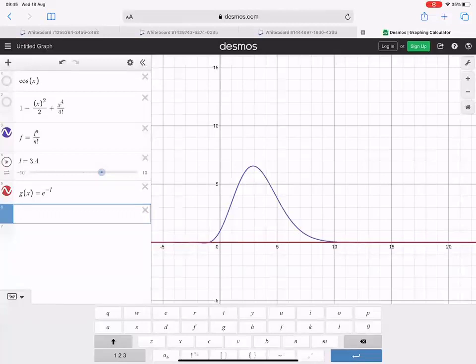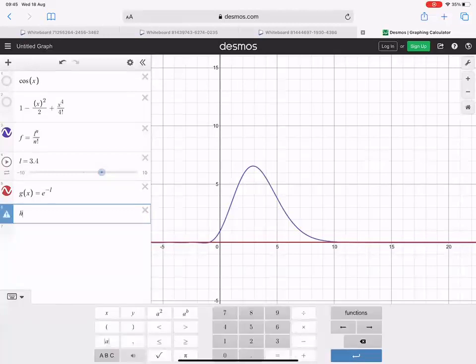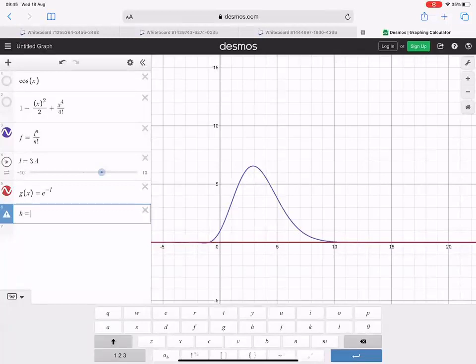Okay, now let's just compose these two functions. Let's say h. Mr. David, there's somebody here. Yeah, maybe they're a little bit early.